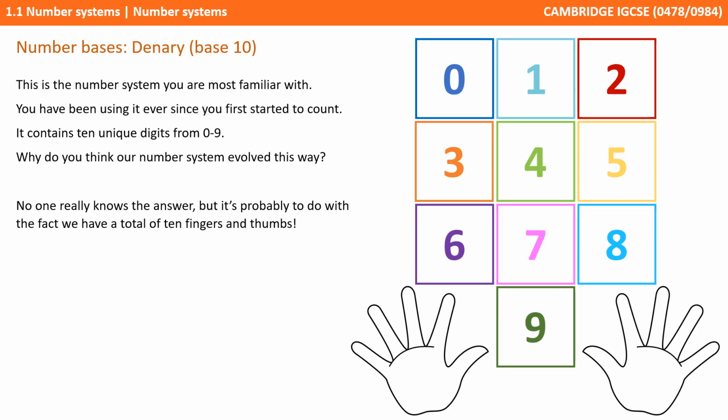Well, the answer is that no one actually really knows the answer, but it could quite possibly have something to do with the fact that we have a total of 10 fingers and thumbs, so it became natural to count up to 10 on our digits.